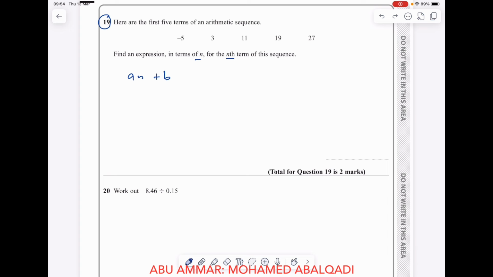We can see here minus 5 to 3, the difference is 8. And between 3 and 11, the difference is 8 again. And 11 to 19, the difference is 8 again. And 19 to 27, the difference is 8 again. So here the terms increase by 8 each time. So the formula for the nth term must include the term 8n.